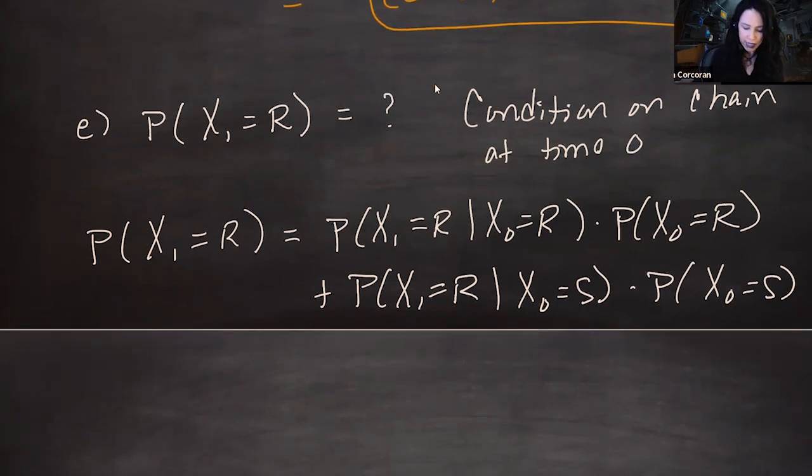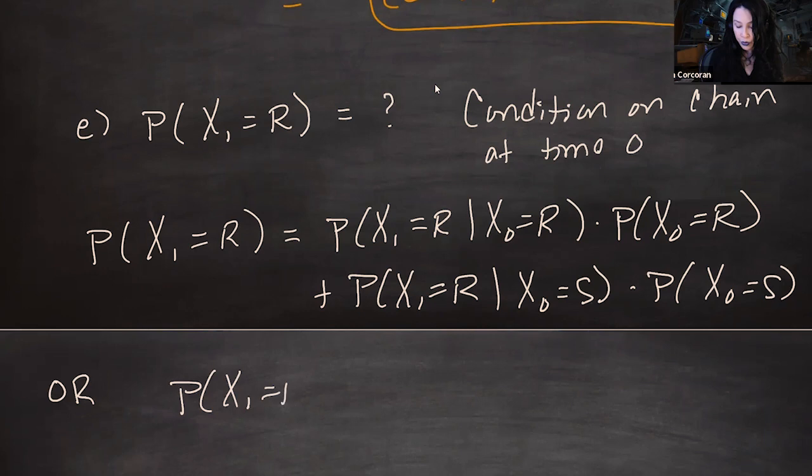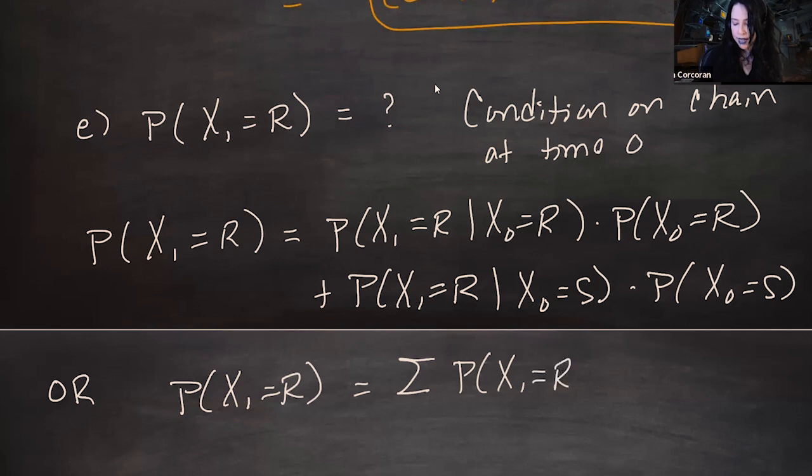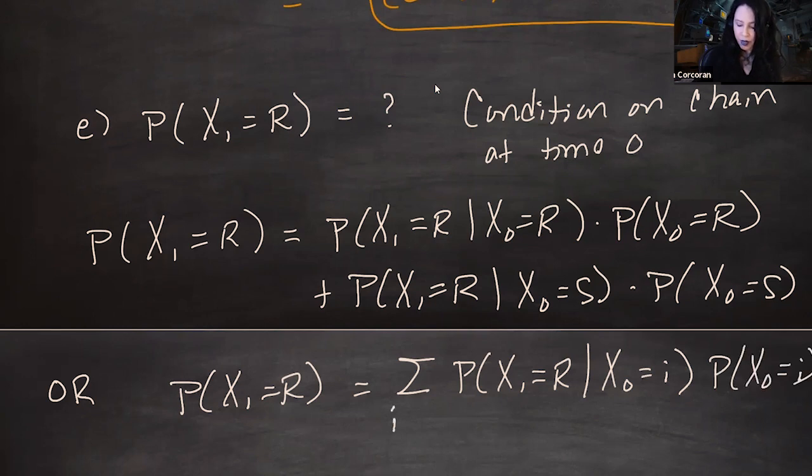Or if you prefer to see it like we wrote it last time, the probability that X1 is rainy is the sum of the probability that X1 is rainy given X0 is some state i, times the probability X0 is some state i, summing over all i in the state space. S can be confused with sunny, but i is sunny or rainy. We have to sum over those two things.